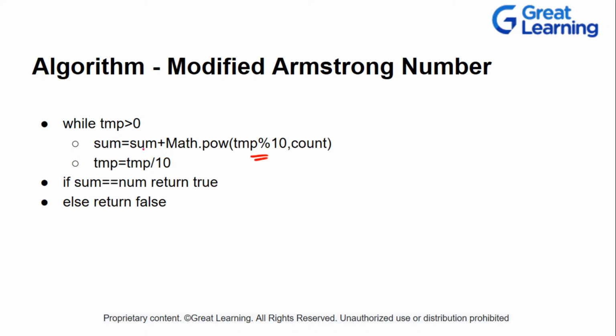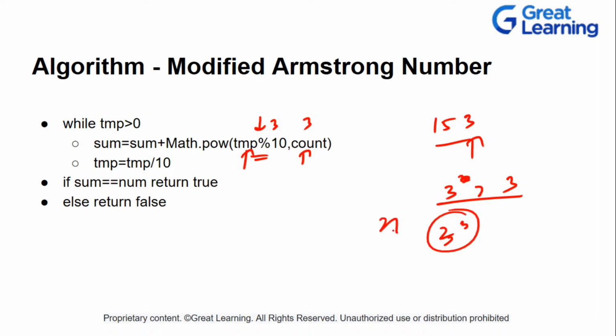Okay. So sum equal to sum plus math.pow, that is calculating the power of a number. 153 is your number. So the last digit will be picked, that is 3. Then the count you have already. That means you will give these two arguments to the math.pow function. It will calculate 3 raised to power 3, which is 27, and it will be added to sum. Sum earlier was 0. Now 0 plus 27 is 27, the value of sum. Then you reduced your number to 15 because of this step, right?